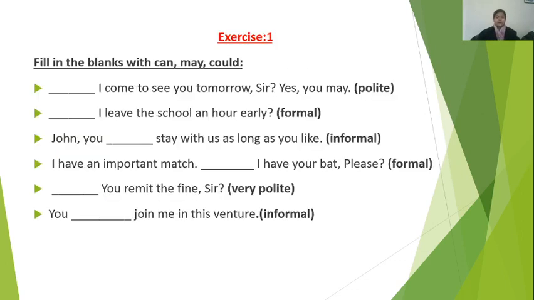Now it's time for exercise. Fill in the blanks with can, may, could. Okay, let's see the structure of the sentence, then we decide what is the mood of the speaker. "I ___ come to see you tomorrow, sir." Yes, you may. The person is asking for permission. As the word "sir" is used, it means that the person is an elderly person. "I ___ come to see you tomorrow, sir," and it must be a polite request.